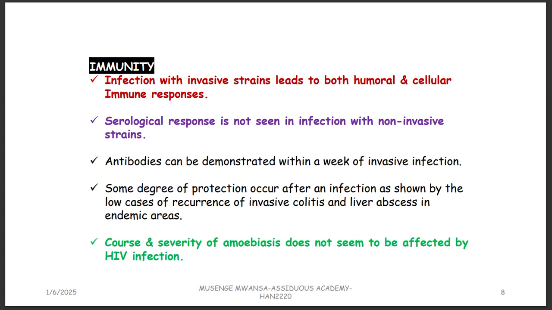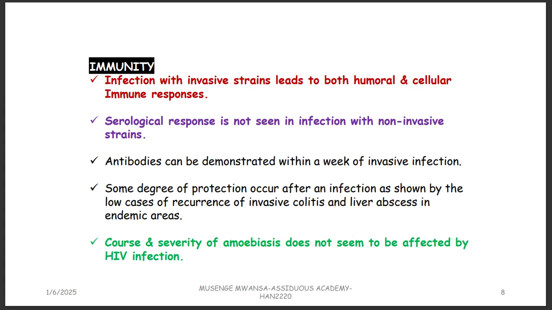So what happens is that if you have got Entamoeba histolytica, it penetrates your GIT, or it becomes invasive, it goes into blood. What will happen is that the body will start producing antibodies against the antigens of the parasite, and you can see them 1 week after the infection.